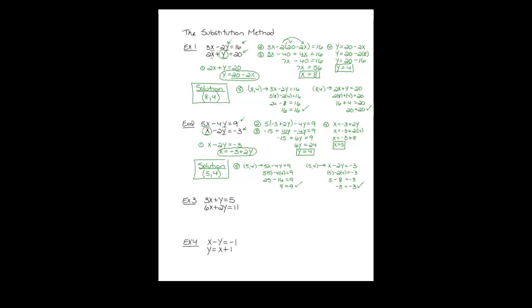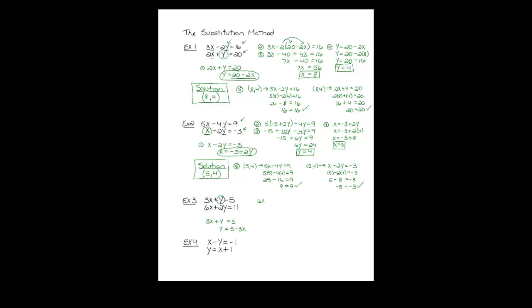Now example 3, same thing. First step, we need to solve one of the equations for one of the variables in it. I'm going to choose the y up here in the top equation. So we have 3x plus y equals 5. Subtracting 3x from both sides, y equals 5 minus 3x. Substitute this into the other equation.